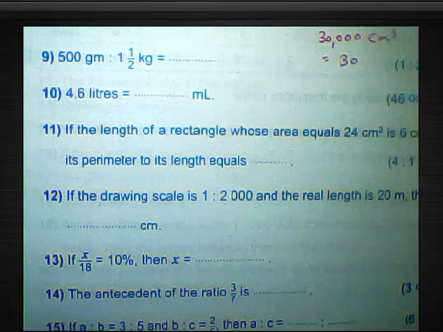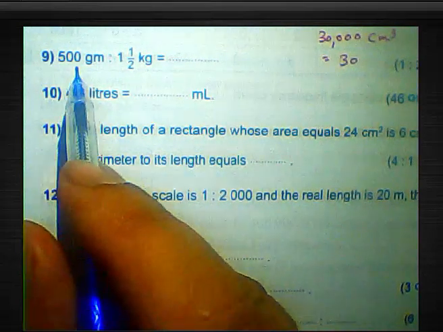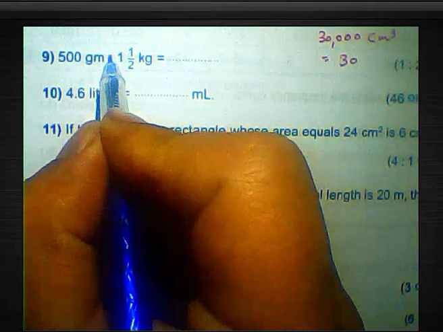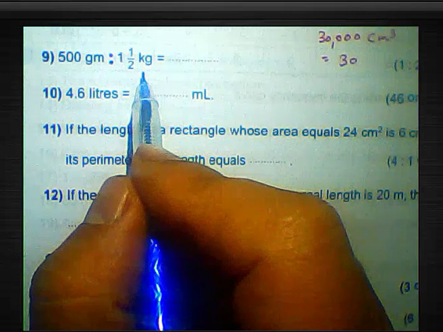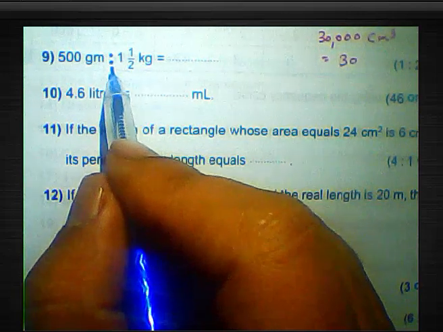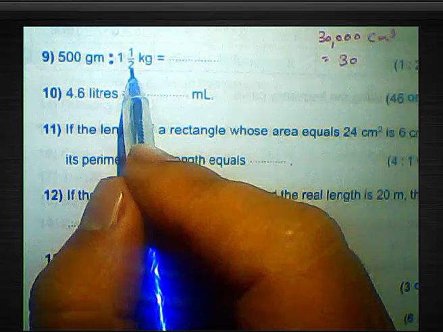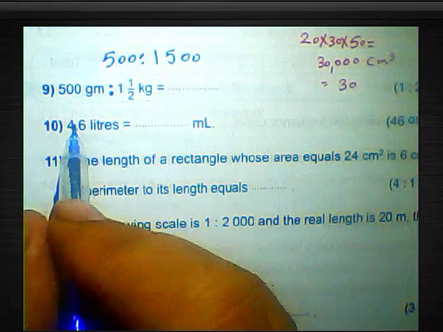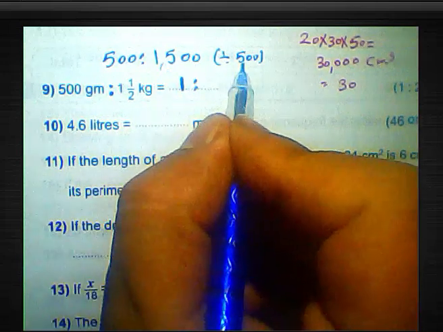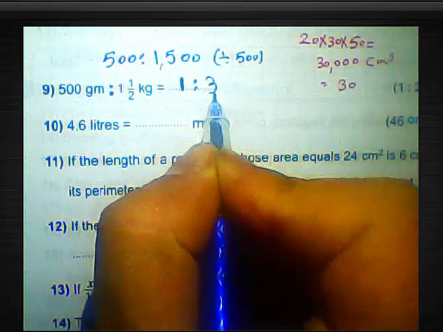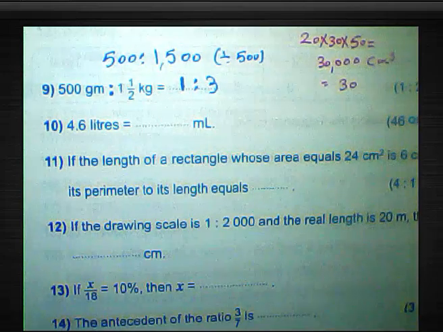Question number 9. We want to find the ratio about 500 gram and 1.5 kilogram. We know 1 kilogram equal 1000 gram and 1.5 equal 1500. Then the result will be 500 to 1500. We can divide it by 500 to simplify it. So the ratio will be 1 and 1500 divided by 500 equal 3. Then the result will be 1 to 3.